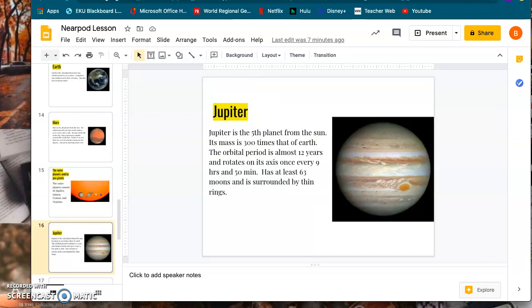Jupiter is the 5th planet from the Sun. Its mass is 300 times that of Earth. The orbital period is almost 12 years, and it rotates on its axis once every 9 hours and 50 minutes. It has at least 63 moons and is surrounded by thin rings.